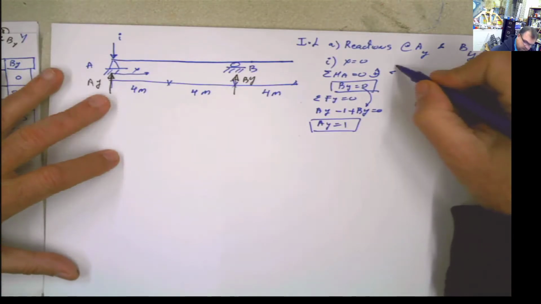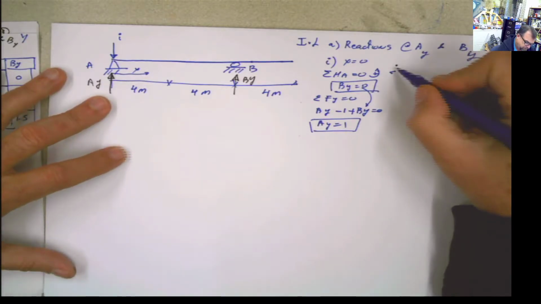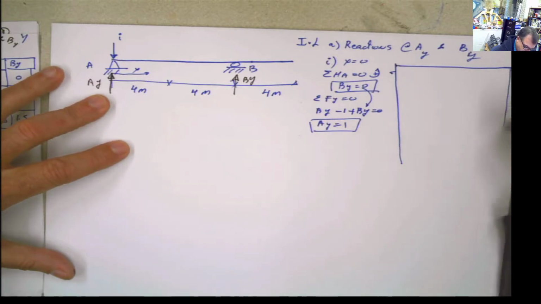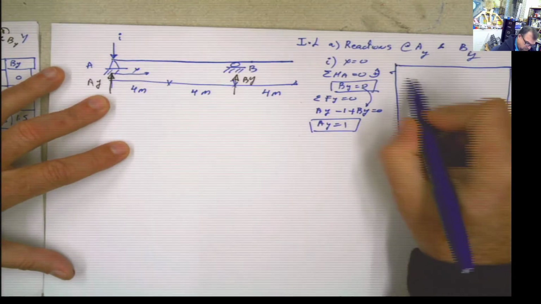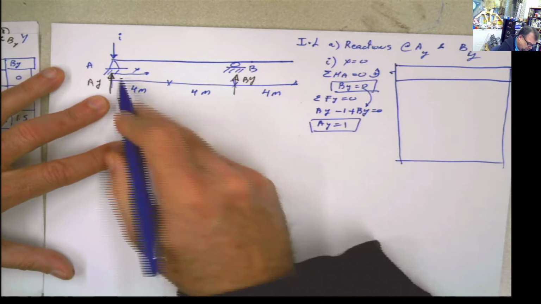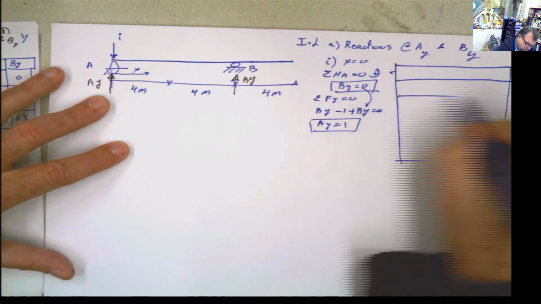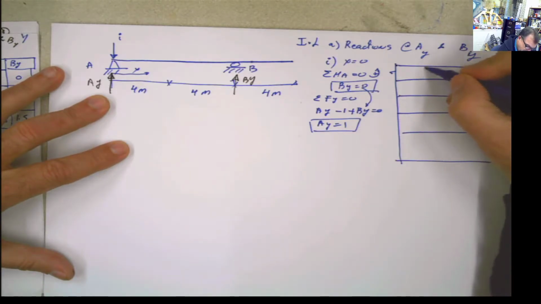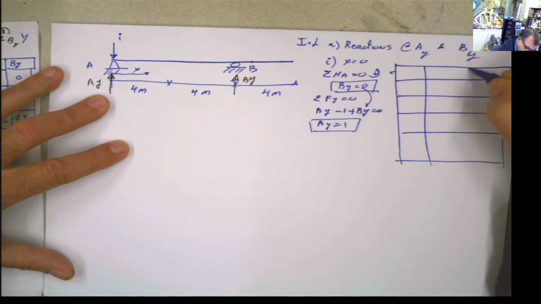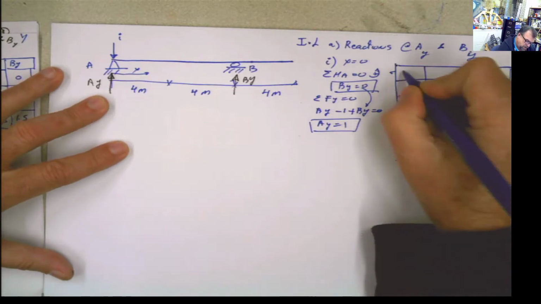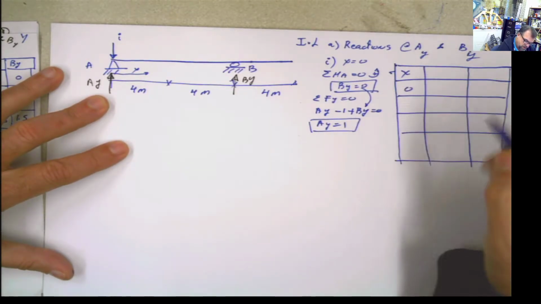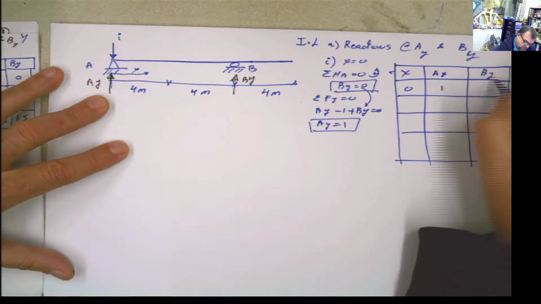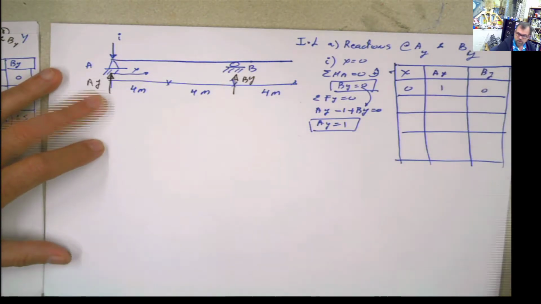I'm going to build a table here to try to keep it organized. So 1, 2, 3, 4, 5 rows, including the heading. This is going to be x, this is going to be the reaction at A, AY, and the reaction at B, BY. So when x equals 0, AY is 1, and BY is 0. That's what we got. First point done.